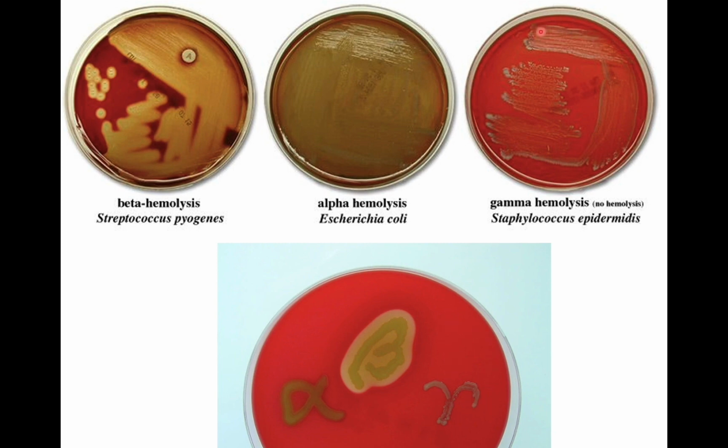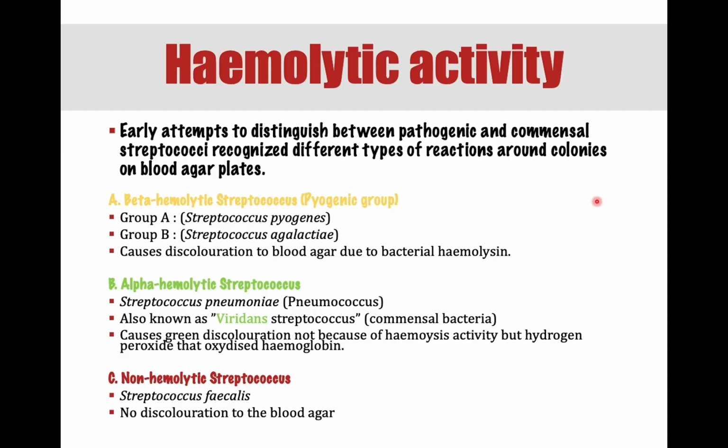It is very clear that this is the bacterial colony, but nothing happened to the blood agar. No discoloration of the blood agar. That's what we call non-hemolytic, or said to display gamma hemolysis. If it is called gamma hemolysis, it means there is no hemolysis here. Enterococcus faecalis, Staphylococcus saprophyticus, and Staphylococcus epidermidis display gamma hemolysis.